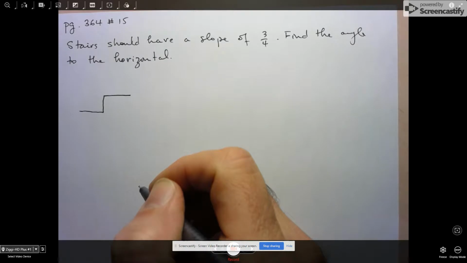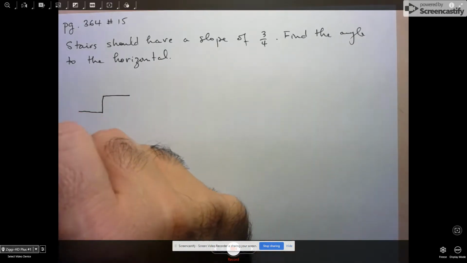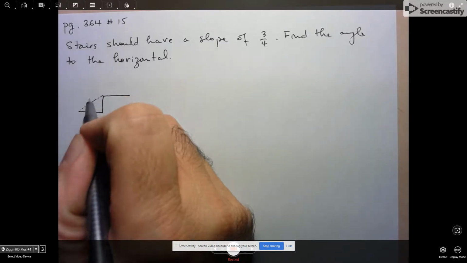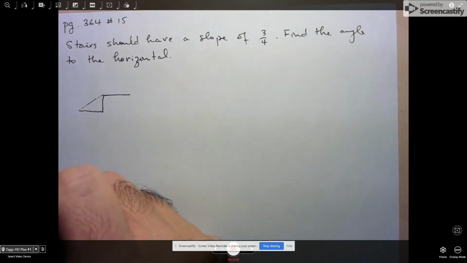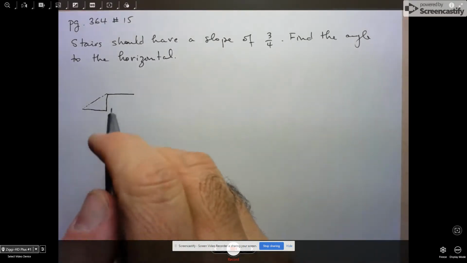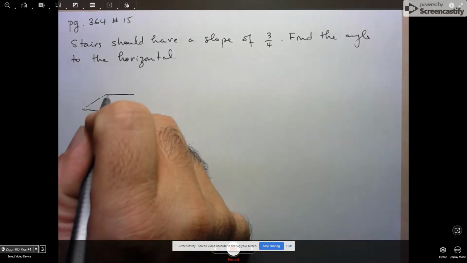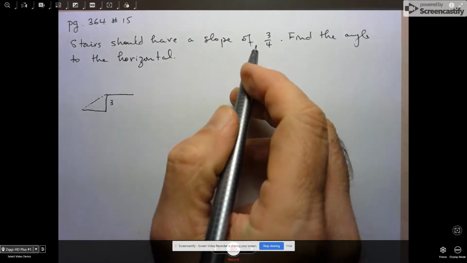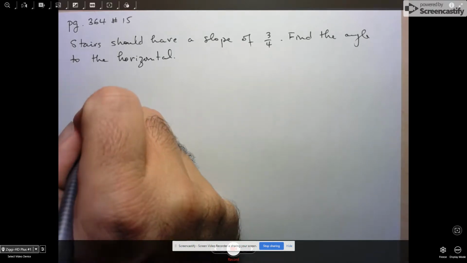Okay, so they're saying that the slope should be 3/4. So we know the slope is a measure of how steep something is. And what 3/4 represents is the rise, which would be this vertical part of the stair, over the run, which would be this horizontal part.